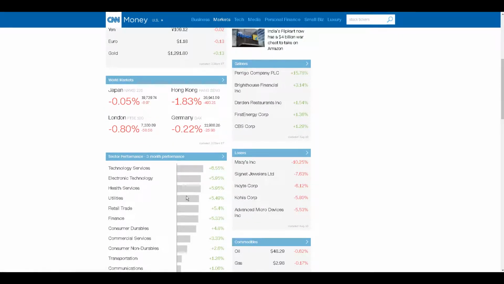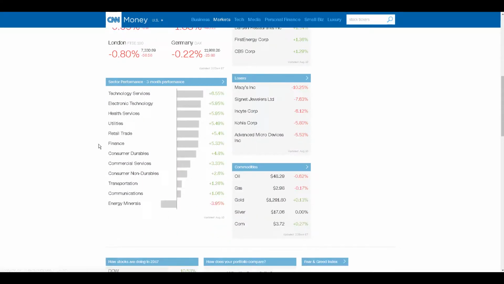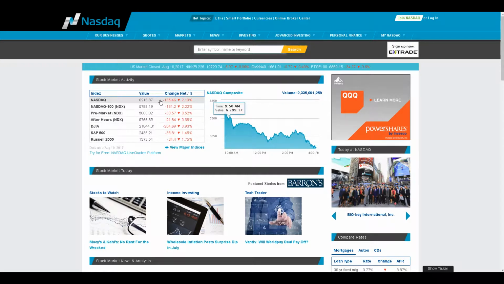And this is a 3-month performance, so it's not for the day, but for the 3-month, I like to watch this one. Now Nasdaq, I like to use this one myself because it gives me a very nice visual representation of the graph during the market day.